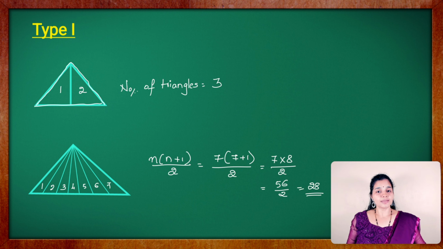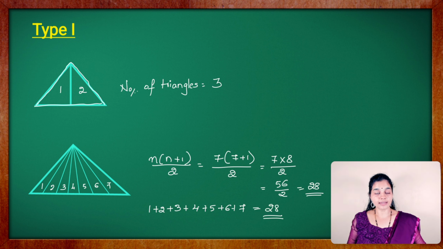Now, again, some of you might ask, this is very difficult. We cannot remember formula. So then what we can do? These numbers what we have written, simply you add those numbers. So you add 1 plus 2 plus 3 plus 4 plus 5 plus 6 plus 7. So this comes out to be 28.